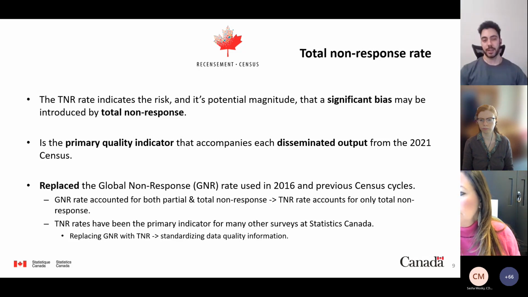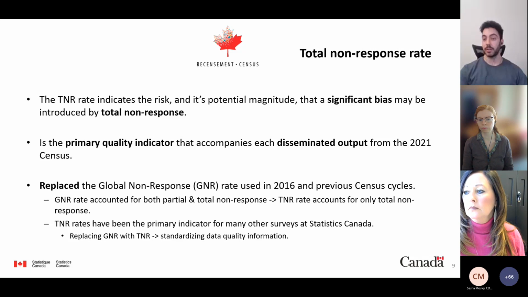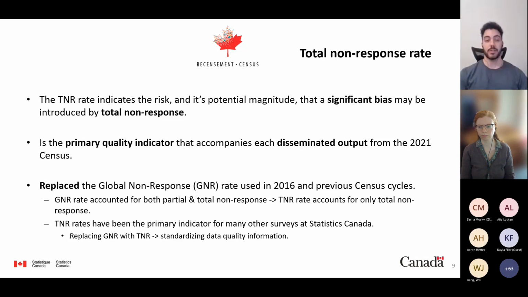The GNR rate accounted for both partial and total non-response, whereas as the name suggests, the TNR rate is only accounting for total non-response. In the 2021 census, we did account for partial non-response through the creation of quality indicators per question. So this will be discussed in the next section of the presentation.